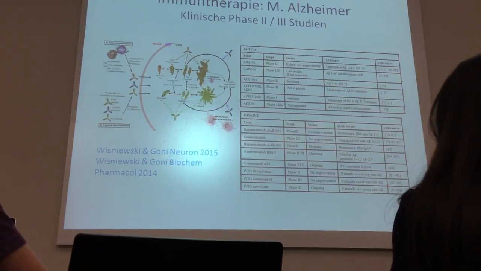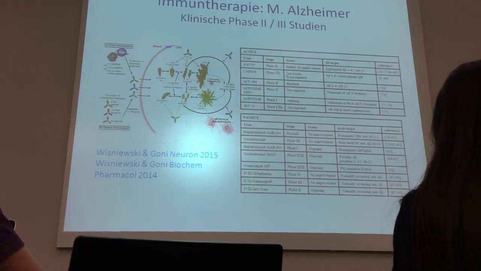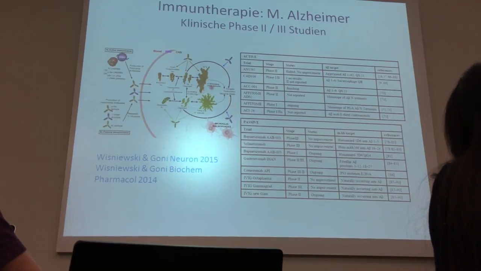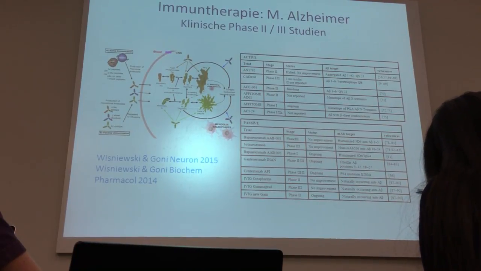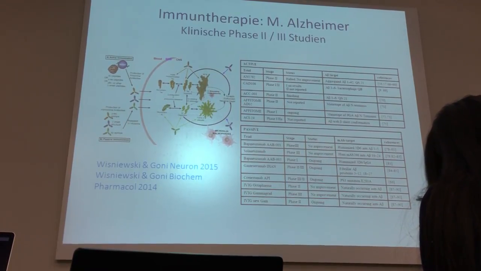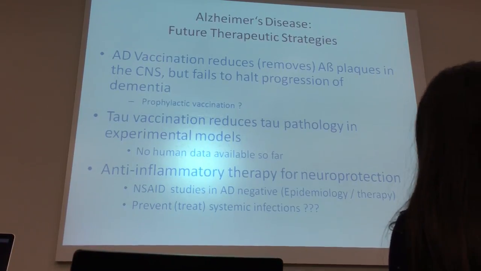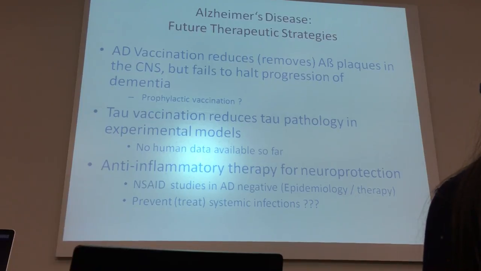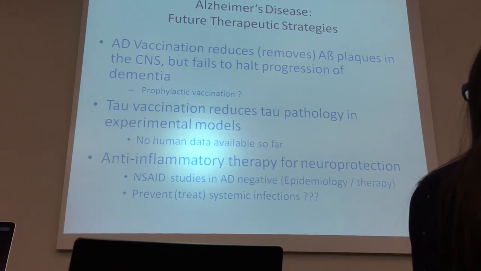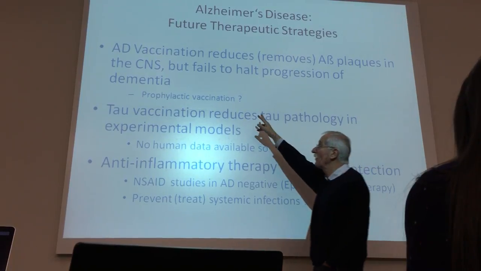Most of these trials, when they have been completed, have been as negative as the others. There's a recent trial from Biogen with one of the antibodies, with relatively early treatment, which reports some effect of the treatment. So we will see what comes out. There's still the chance that when you start early enough, you get, in principle, a possibility. So what are the strategies? Otherwise, obviously, this means prophylactic vaccination is currently running.